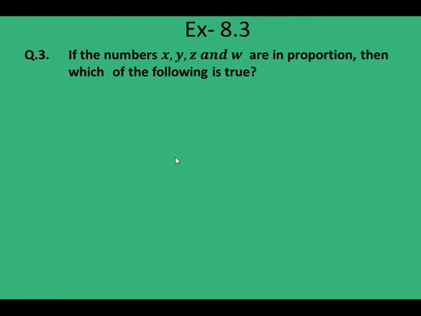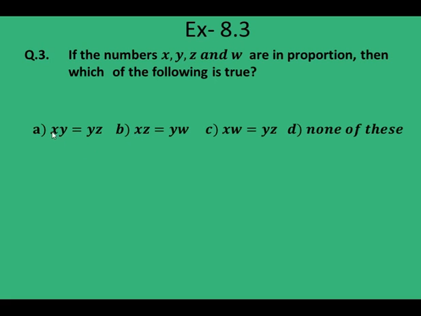Then we are having question number 3. If the numbers x, y, z and w are in proportion, then which of the following is true? So here we have been given A, B, C and D parts, and we have to find which of them is true. So we have been told that they are in proportion. So proportion means product of extremes is equal to product of means. So extreme terms are x and w and mean terms are y, z. So xw is equal to yz.